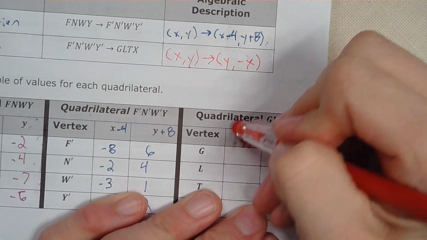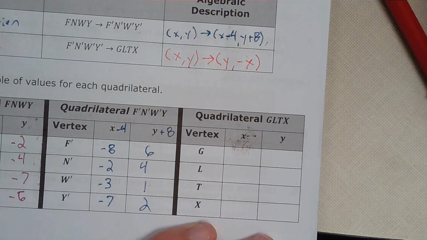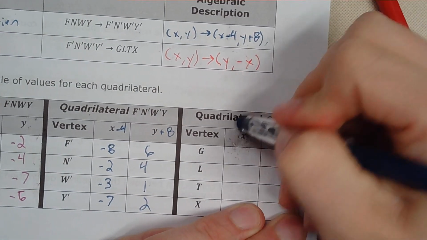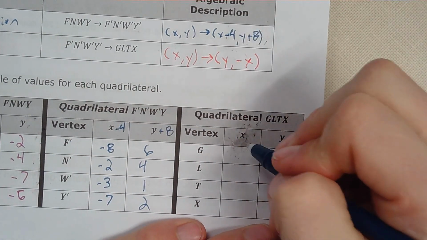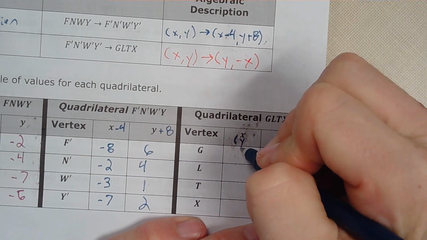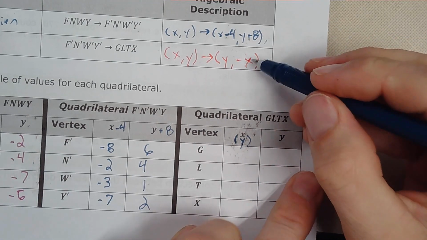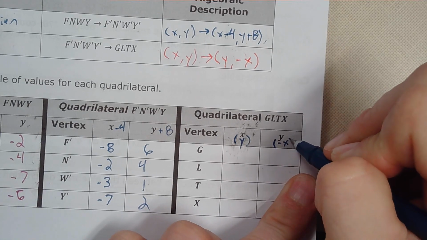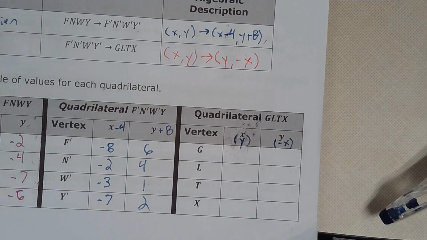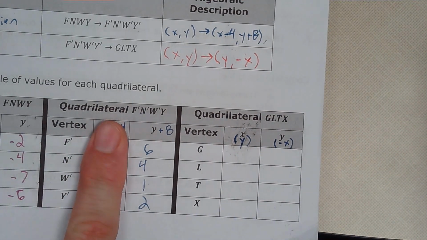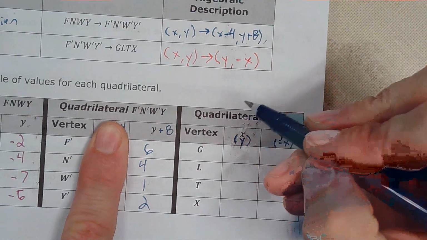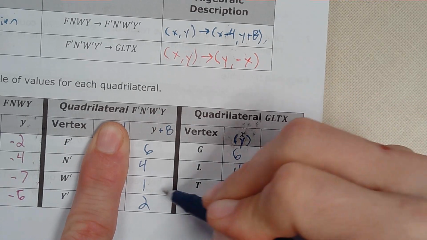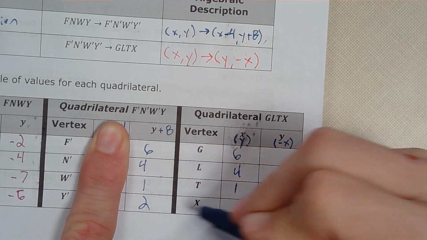I'm going to make this a little less confusing. I should probably use my blue. The x value here is going to be my blue y value. And then the y value here is going to be the negative x value. Okay, so I'm just going to go ahead and do my y values. So my y values here are going to be 6, 4, 1, and 2.